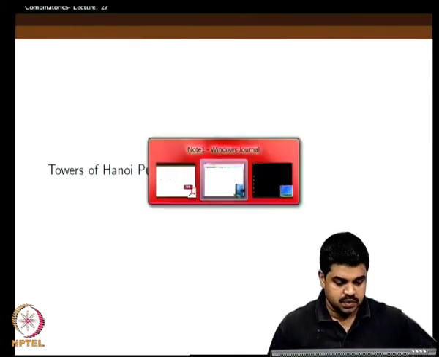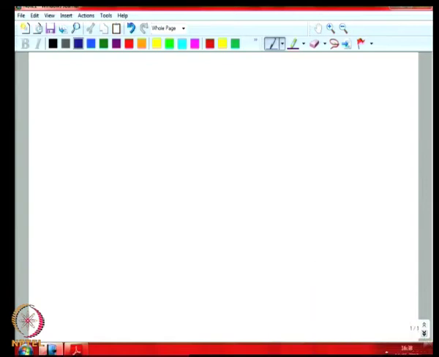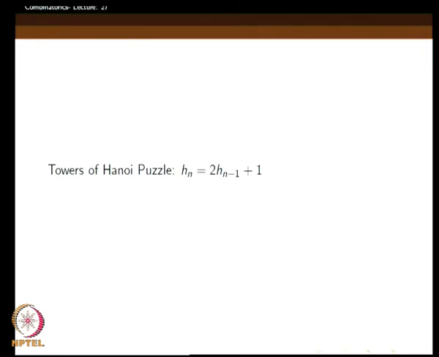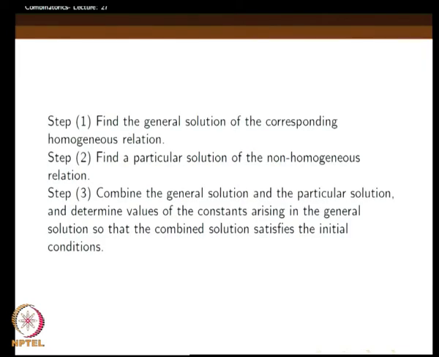So, now the intention here is to look at a different procedure, which probably can be called a little more general, that we can try to apply whenever we have a situation like this, right. There are 3 steps. First step, we find the general solution of the corresponding homogeneous relation.